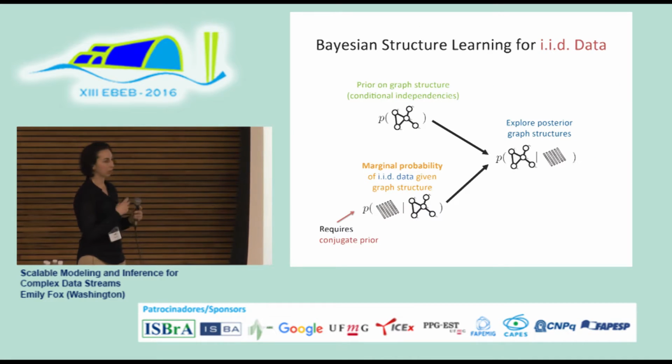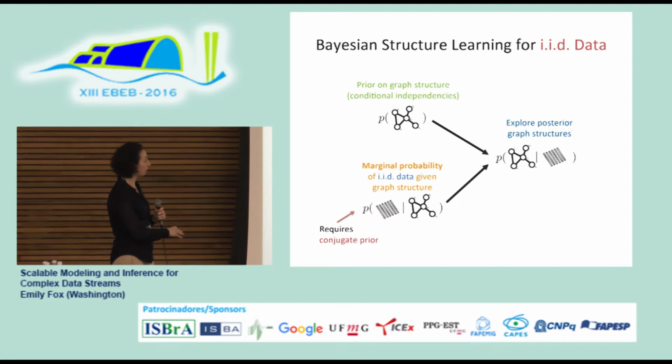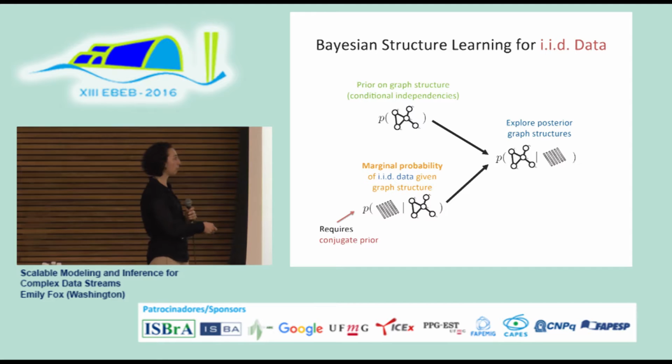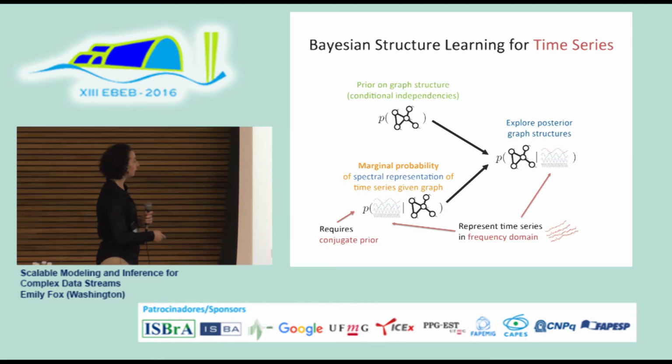And so just to summarize what I said on the previous slide, in the case of IID data, we place priors over graph structures, and then based on the marginal probability of our data given the graph structure, where again to compute this relies on using a conjugate prior, then we can explore posteriors over graph structures just given our data. So here we're doing exactly the same thing, using a different definition for what the marginal probability is based on our spectral representation of the time series. So moving the time series into the frequency domain, and again, using this conjugate prior that we've defined here.